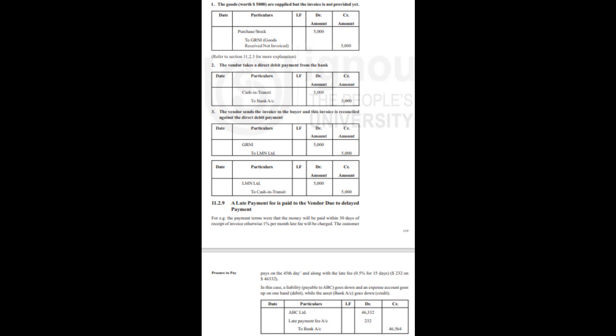11 February 2008, direct debit transactions. For example, a vendor LMN Limited with whom the direct debit agreement exists goes to the bank with a payment demand and is paid by the bank. In this case, the cash account is credited, cash goes out, and another account called cash in transit is debited.